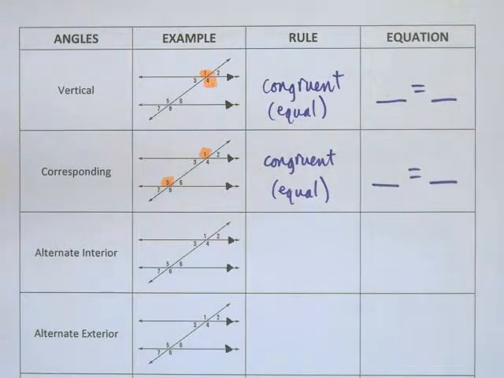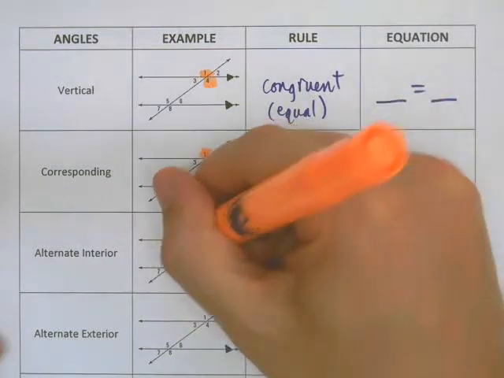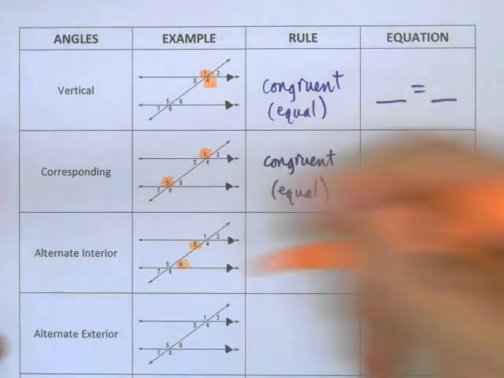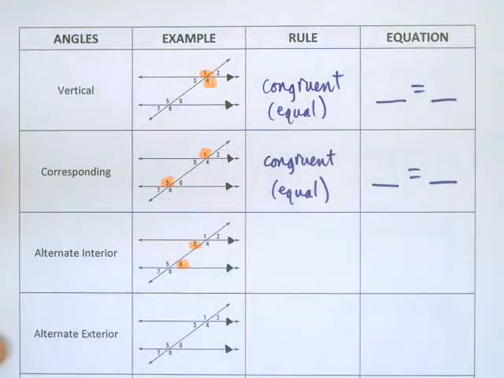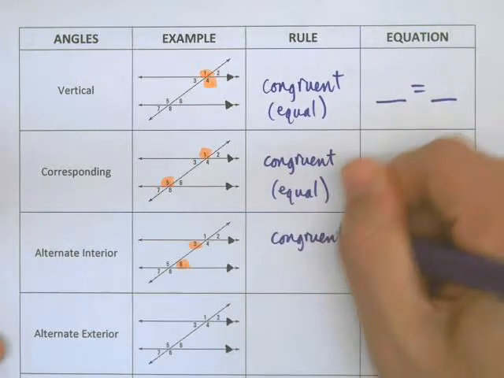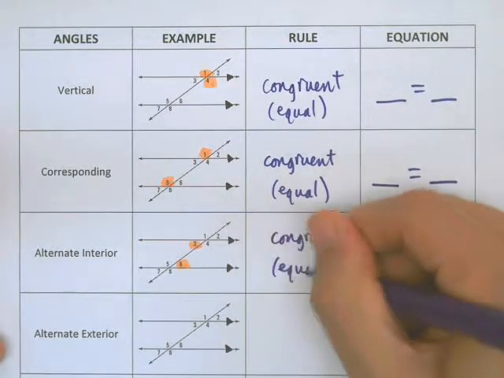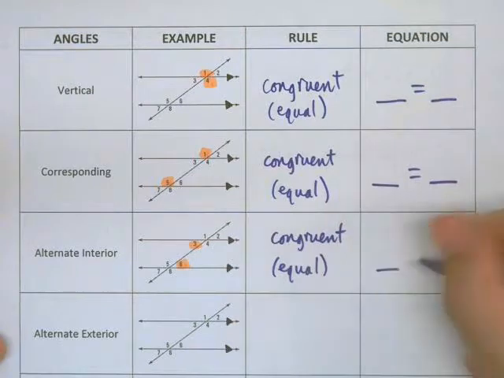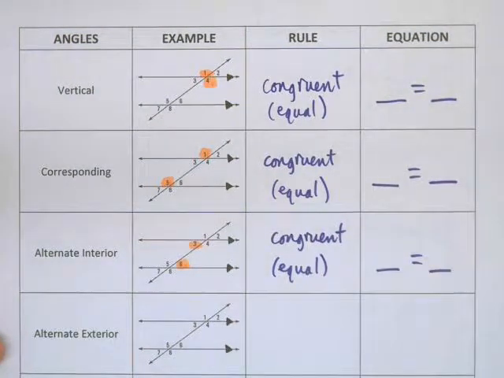Next up is alternate interior angles. Alternate interior angles would be like angle 3 and angle 6. Once again, alternate interior angles are congruent, which means equal. So we would set them equal, blank equals blank.